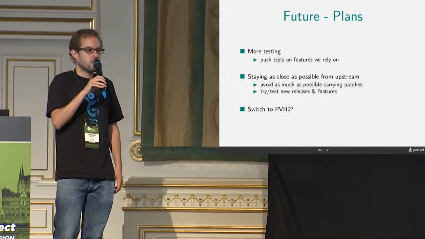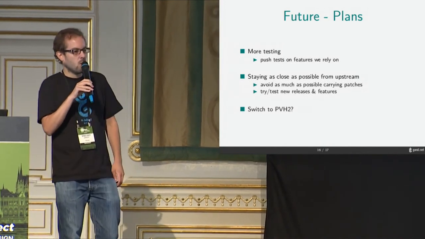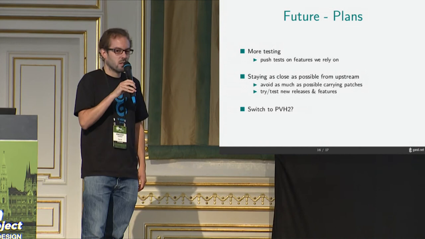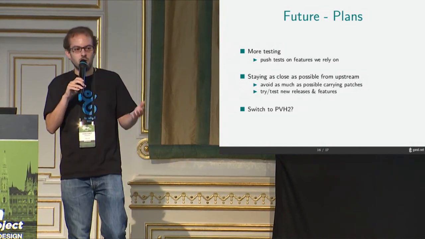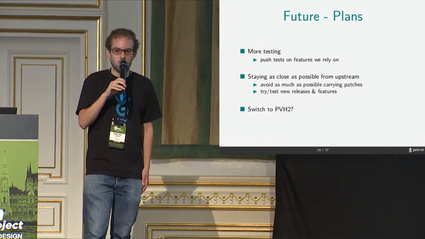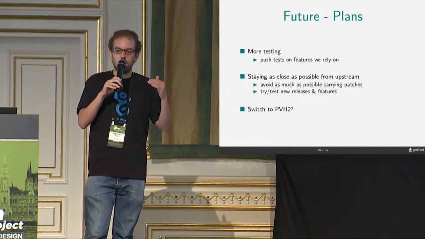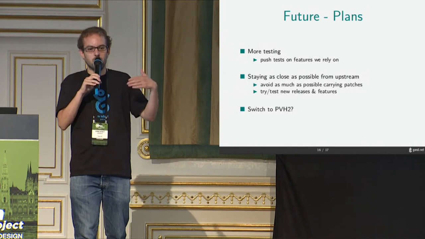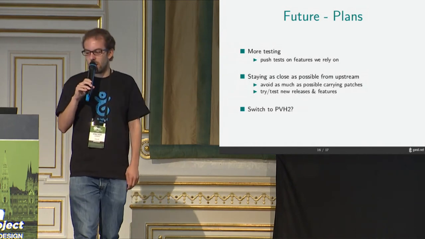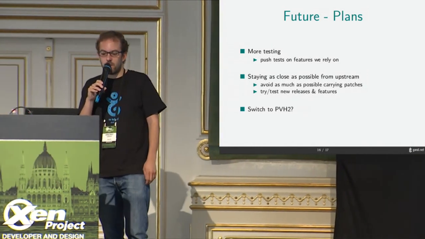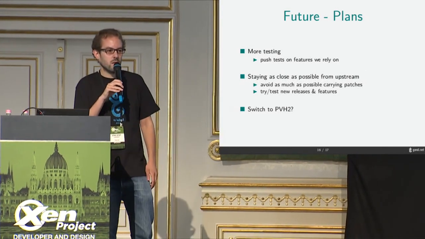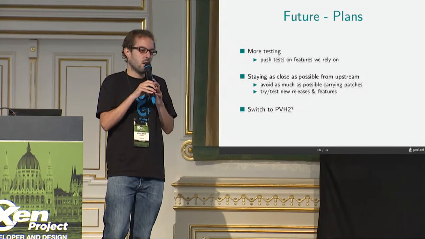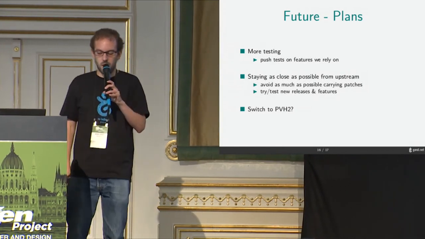Right now we are using Xen 4.8. We haven't tried 4.9 yet, but I think we'll try to do that, maybe not during the summer, but maybe in September or October. We'll try to move to Xen 4.9 in a progressive way. And in the future, maybe we'll also try to use new features like PVH2 if it allows us to have better performance for our VMs.